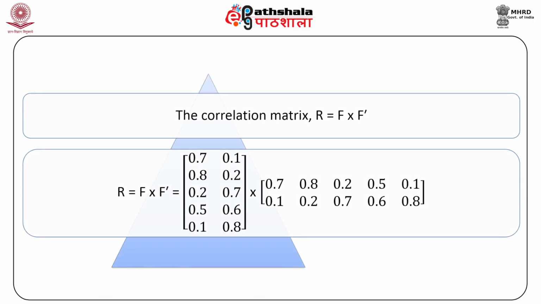The correlation matrix R is equal to F into F dash, which is equal to the matrix with rows 0.7, 0.8, 0.2, 0.5, 0.1; 0.1, 0.2, 0.7, 0.6, 0.8, multiplied by the matrix with columns 0.7, 0.1; 0.8, 0.2; 0.2, 0.7; 0.5, 0.6; 0.1, and 0.8.